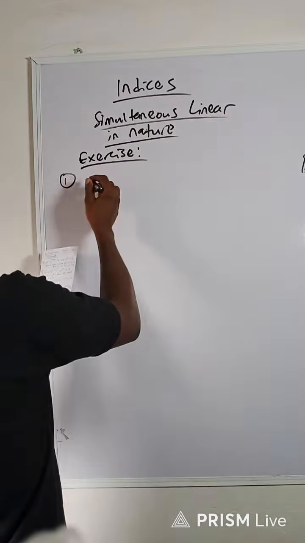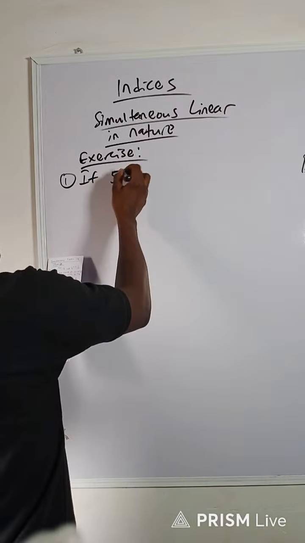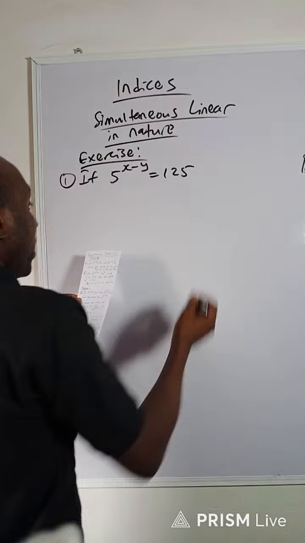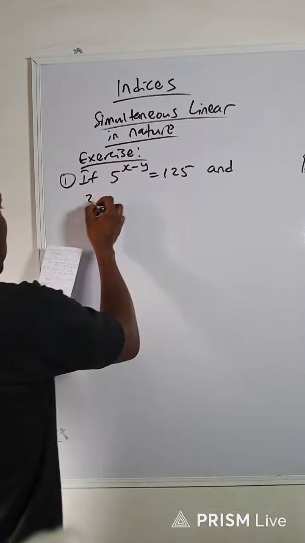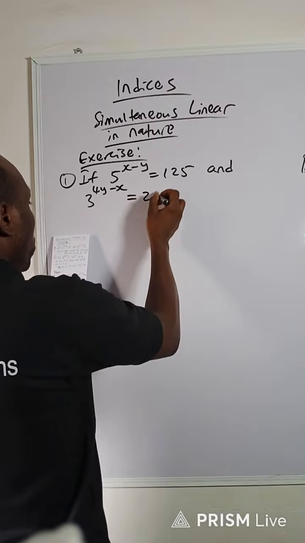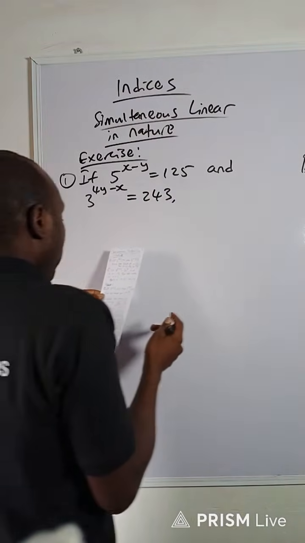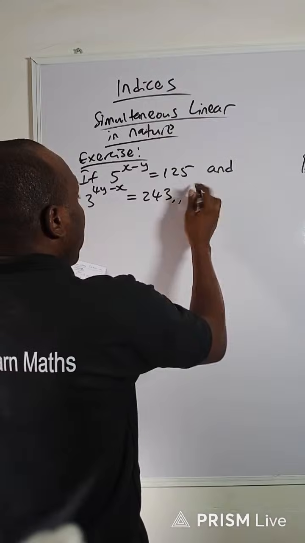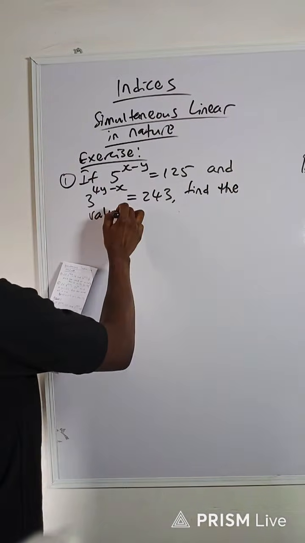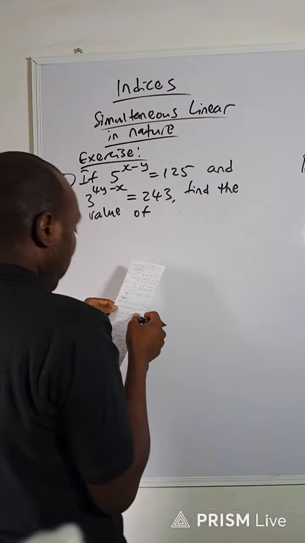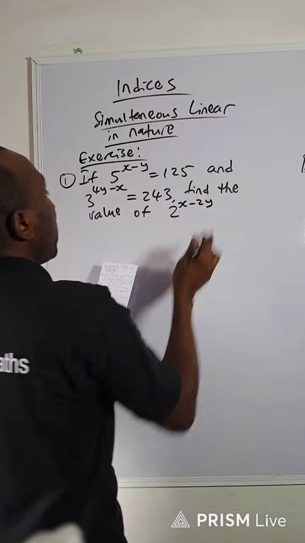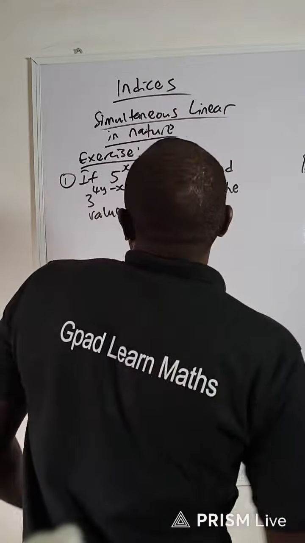All right. So we have one question here. It says, if 5 raised to the power of x minus y is equal to 125 and 3 raised to the power of 4y minus x is equal to 243. Find the value of 2 raised to the power of x minus 2y. This is quite an interesting one.